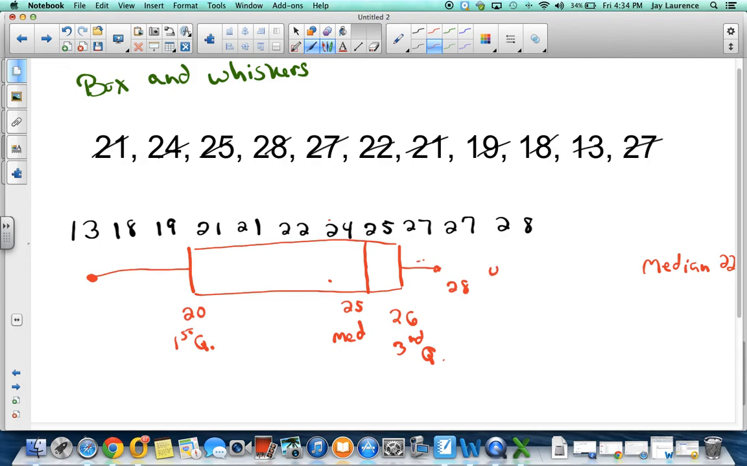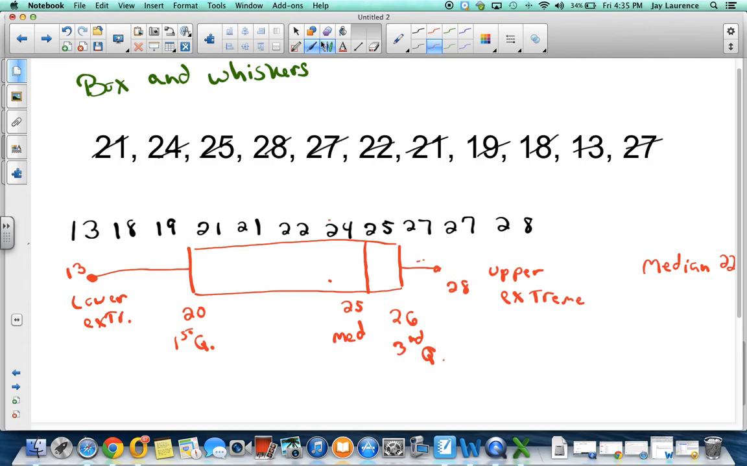This 28 is called the upper extreme, or it's also a max value. The lower extreme, or the minimum value, is 13, right?